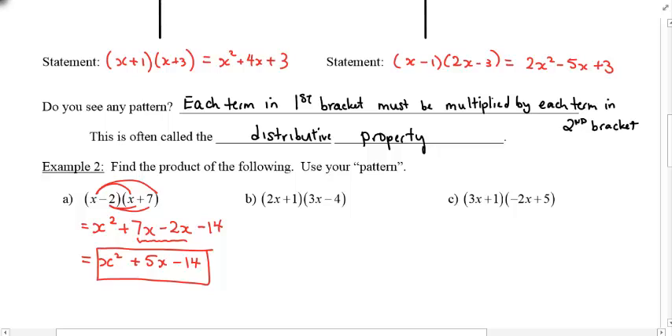That's it. Okay. You try part B and C. And I know the numbers are bigger, but the idea is the same. Go for it.